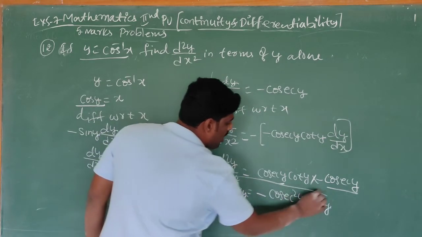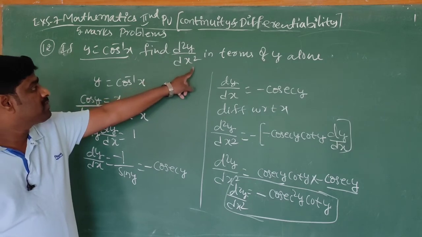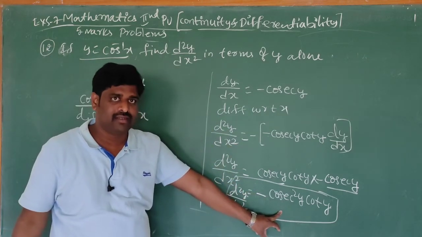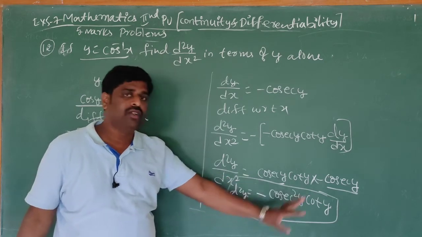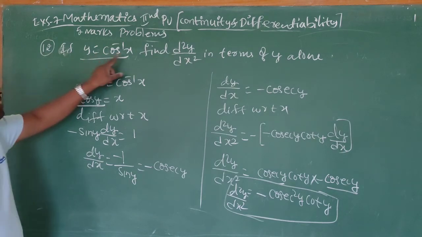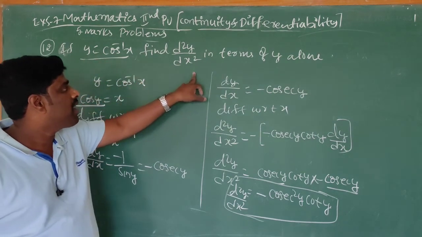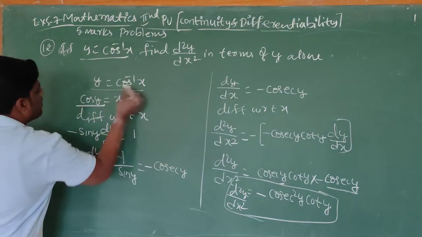This is the answer. See children, is your d square y by dx square in terms of y there? Yes. Okay. So d square y by dx square is minus cosecant square y into cot y. So observe children, y is equal to cos inverse x, find d square y by dx square in terms of y.